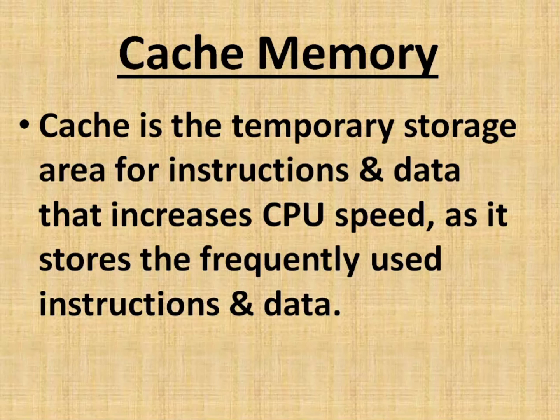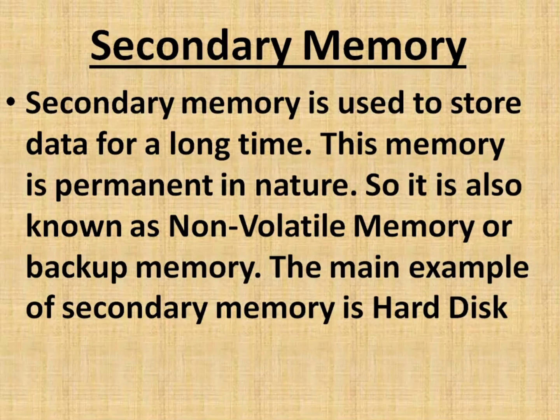Cache is the temporary storage area for instructions and data that increases the CPU speed as it stores the frequently used instructions and data. The other type of memory is secondary memory. Secondary memory is used to store data for a long time. This memory is permanent in nature, so it is also known as non-volatile memory or backup memory. The main example of secondary memory is the hard disk.